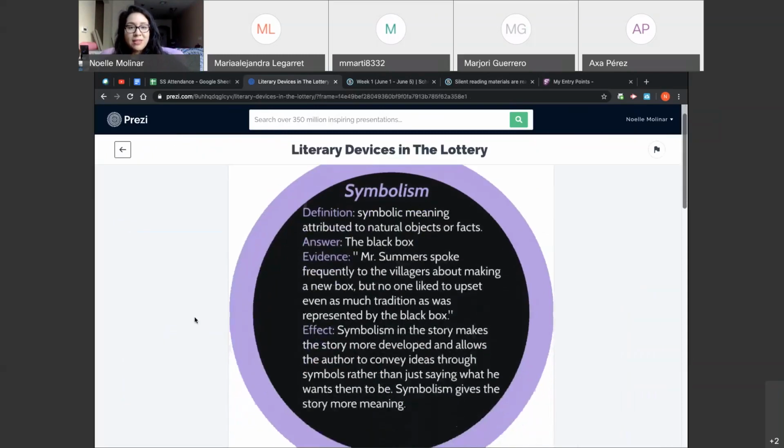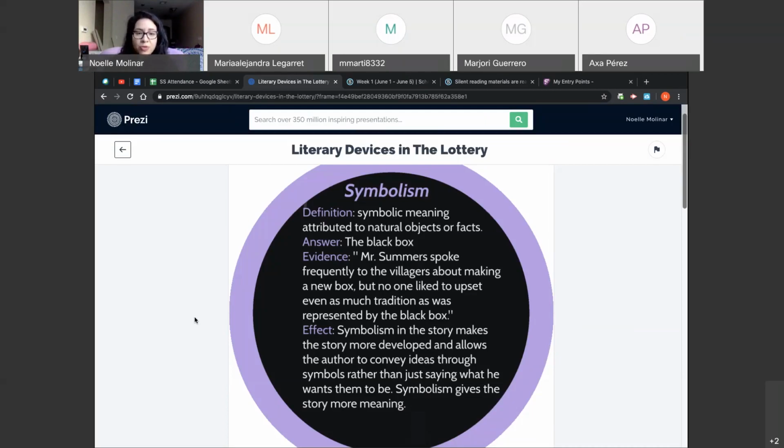We also have symbolism. The definition of symbolism is that there is significance or meaning in natural objects or facts, or sometimes even in events. So in this story, the black box where everybody puts a blank piece of paper and only one black spot paper, and everybody reaches in and takes one out, that is the big symbol of this entire story. So we have evidence in the story. We put a direct example from the story.